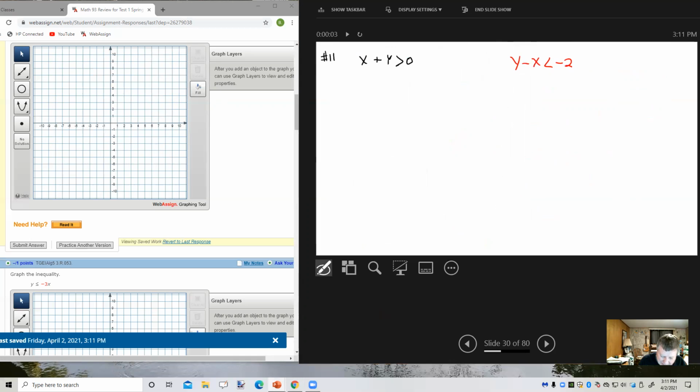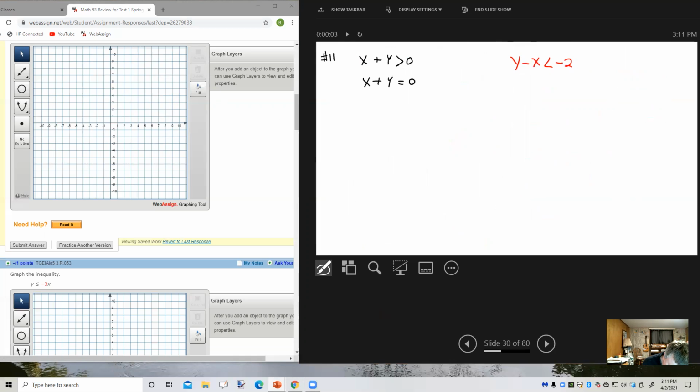We'll look at the related equation, x plus y equals 0. We'll find the x-intercept by setting y equal to 0. So here's a case where this goes through the origin, so I'm going to have to use a different value than 0. How about 1? So if x is 1, 1 plus y equals 0. Subtract 1, y equals negative 1.